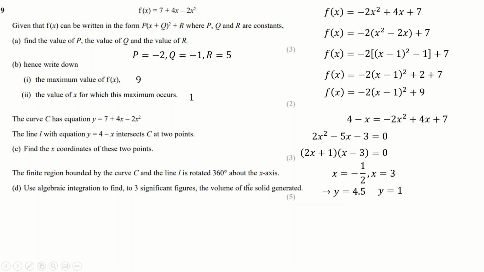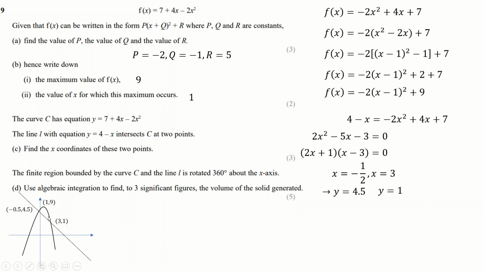Good, the finite region is bounded, so we're doing a volume, an integration volume thing. Let's draw it just to make sure we know what we're looking at. This is the line 4 minus x. And this is this curve. I know it's roughly here because I've already worked out its maximum point is 1, 9. And now it intersects roughly here at -0.5, 4.5, and 3, 1. So I think this sketch is pretty accurate.